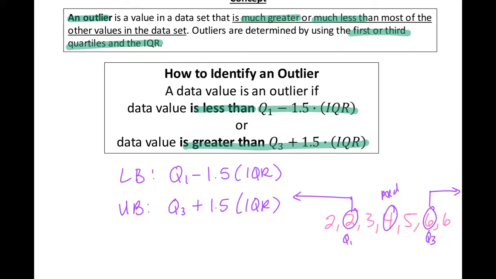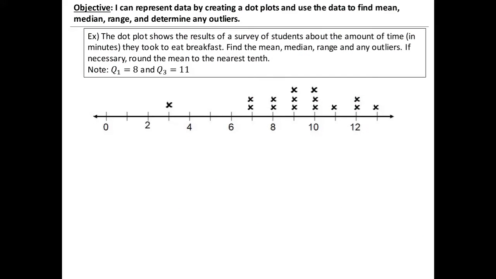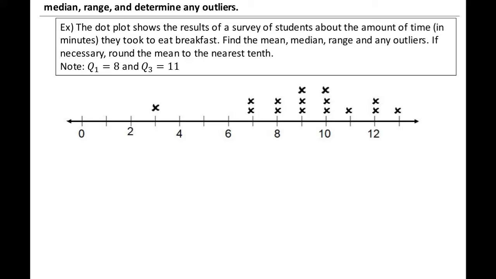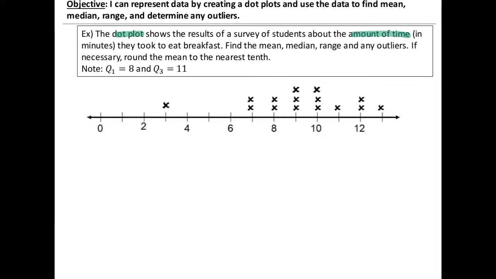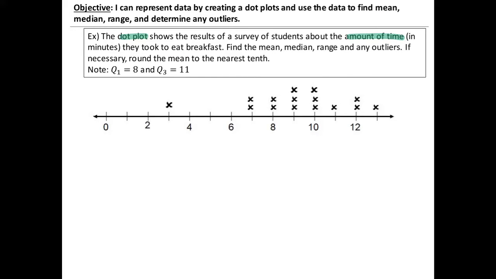All right, so let's go ahead and look at our first example here. It says the dot plot shows the results of a survey of students about the amount of time in minutes they took to eat breakfast. We're supposed to find the mean, the median, the range, and any outliers if necessary. And then it says round the mean to the nearest 10.